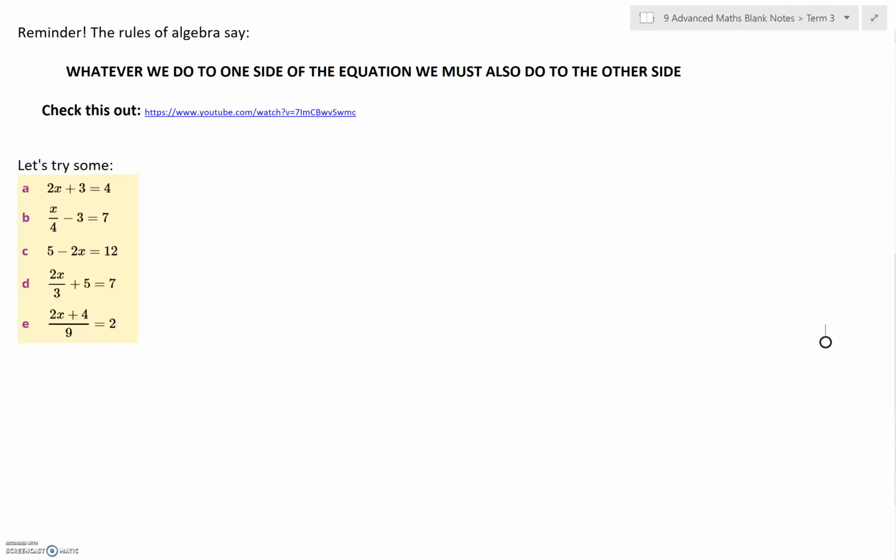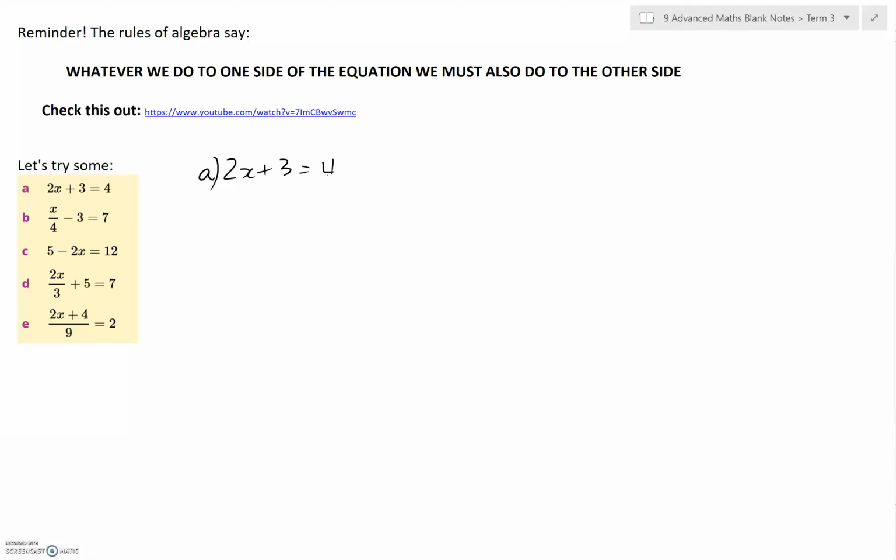Okay, welcome back. I hope you enjoyed that. Now I'm going to actually solve some equations with different types of problems in them. So these are the 5 equations we're going to solve. Let's do each one on its own. So, of course, I'm going to start with A, 2x plus 3 equals 4.